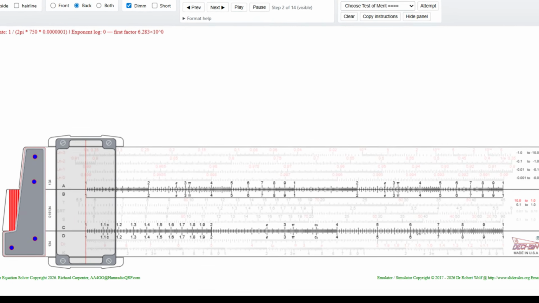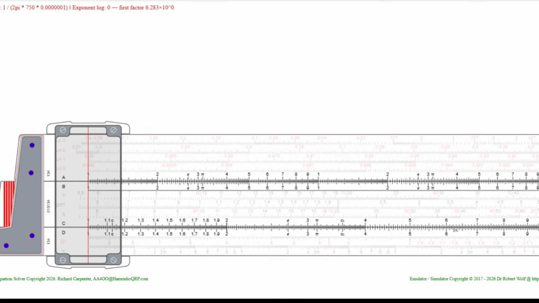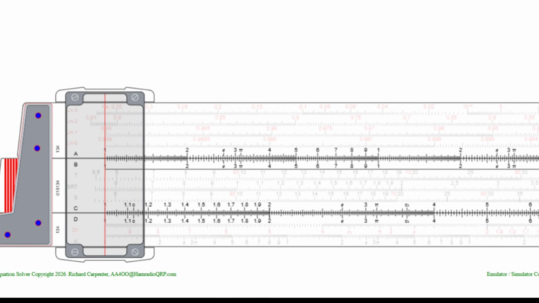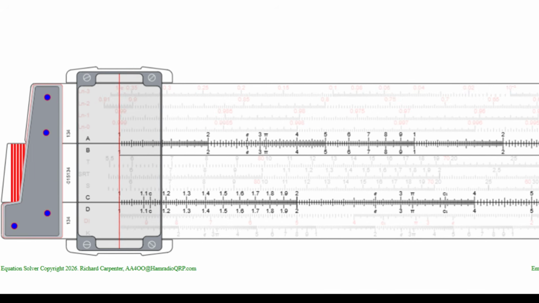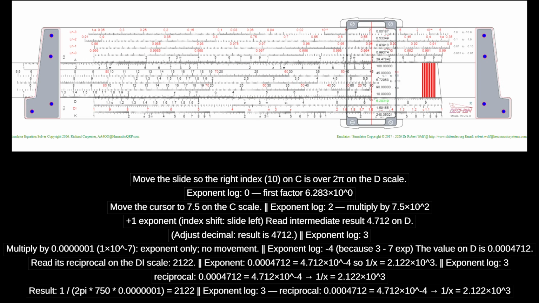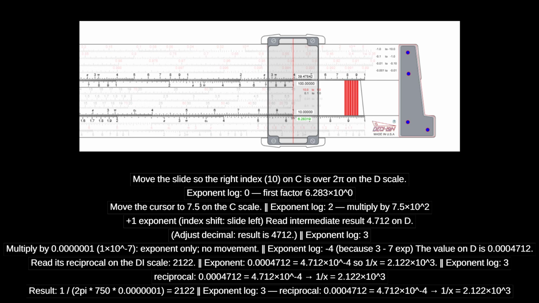So we're only going to move the slide one time and move the cursor one time to get our result. That's far less than punching in a bunch of numbers and symbols. So we start by moving the slide so the right index 10 on the C scale is over the 2 pi mark on the D scale. Handy that there's a 2 pi mark there. So our first factor is 6.283 times 10 to the 0th power. All we're really trying to keep up with here is the exponent power.